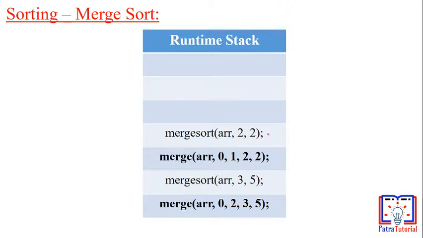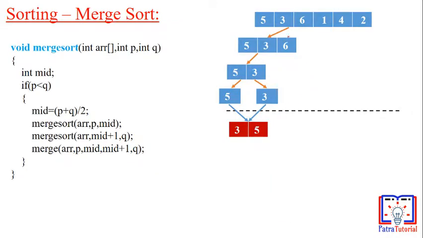Merge sort 2 and 2, that means we are dividing the array from the index number 2 and 2, that means only one element, so it will not do anything, right? So this one, this is the second index, right? So it will just come here. Okay, let me bring it here. So I am putting it here, okay, for better understanding. Because only one element is there, we cannot divide any further.